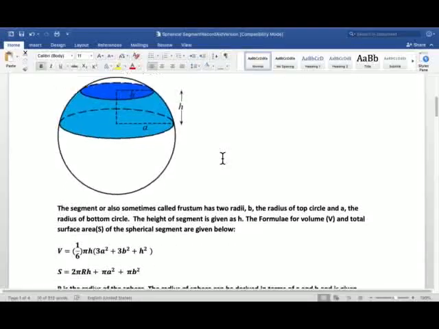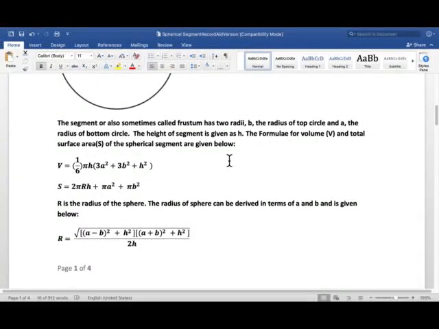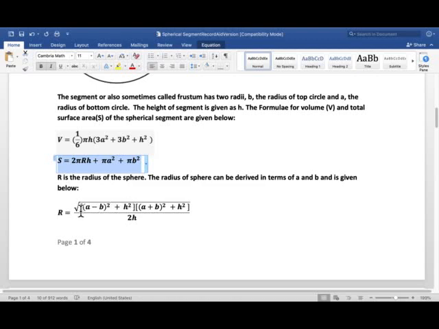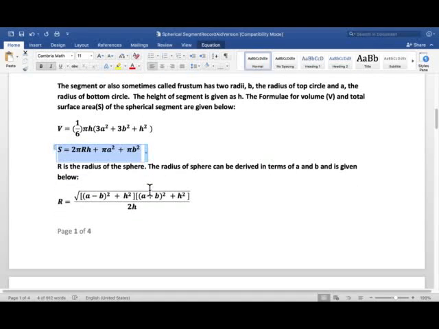If you dig into math, these are the formulas in math form for volume, total surface area, and the radius of the sphere from which the cap has been derived. The square root is only for the numerator. The denominator is just 2h, outside of the square root.